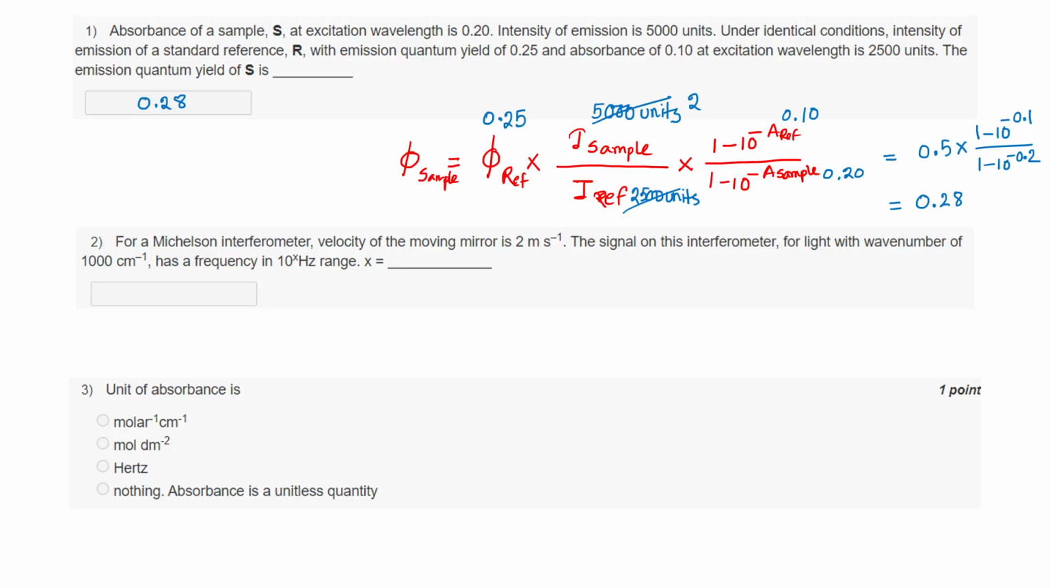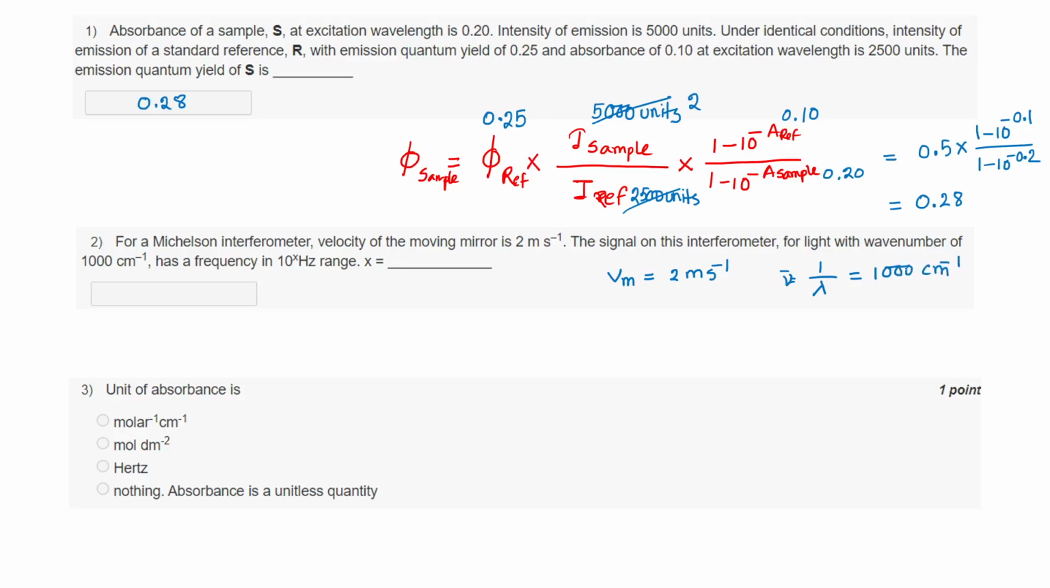Okay, now the next question, let us go for a Michelson interferometer. The velocity of the moving mirror is given, Vm equal to 2 meters per second. The wave number is also given. Wave number means 1 by lambda, or nu bar, and that is given as 1000 centimeter inverse.